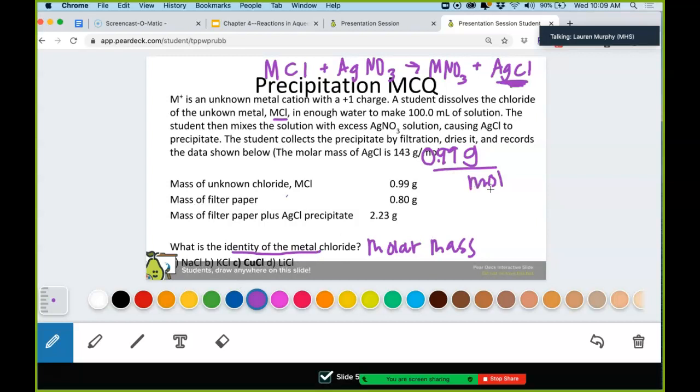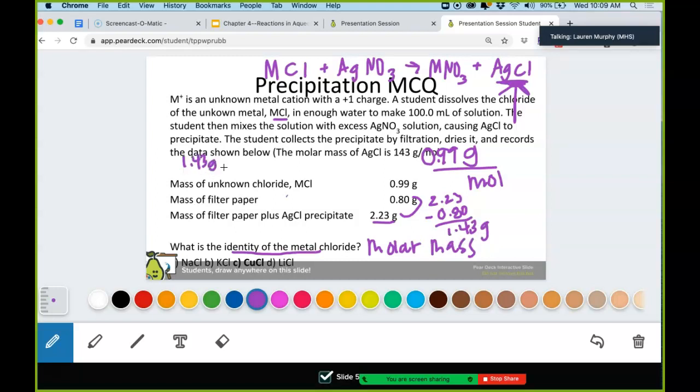So what's a good way to get moles? Well, if you know a chemical reaction, you can do mole to mole ratios. We know how much silver chloride was produced based on these numbers. You take the mass of the silver chloride in the filter paper, you take away the filter paper because we don't care about the filter paper, and that's the mass of your precipitate, and it comes out to be 1.43 grams. All right, so this is supposed to be nice numbers.